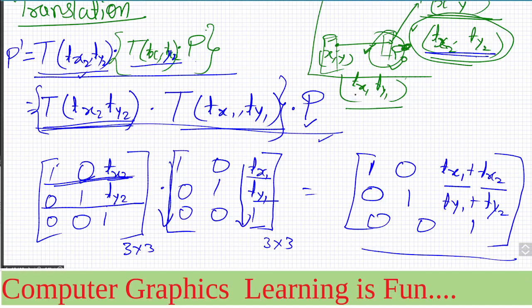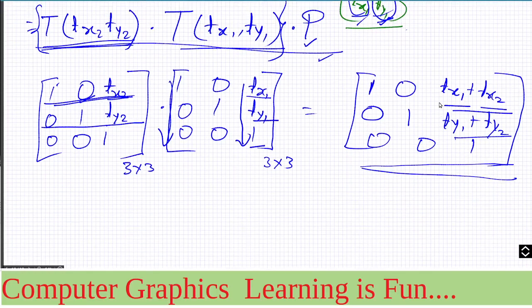Okay, so you can easily understand what is happening. The two translations: it is moving in the x direction with tx1 displacement, then again we are moving with tx2 displacement. We are just adding both of them, right? What about the y direction? This much displacement and then ty2 displacement in the y direction. So adding these two will give you this. Ultimately, this is what will happen.